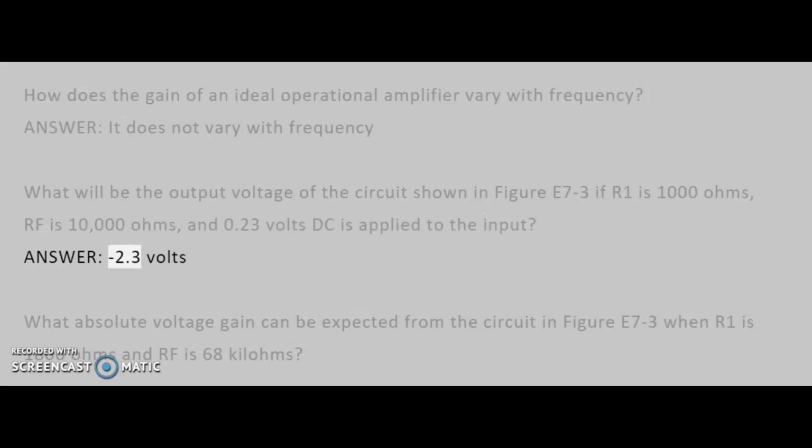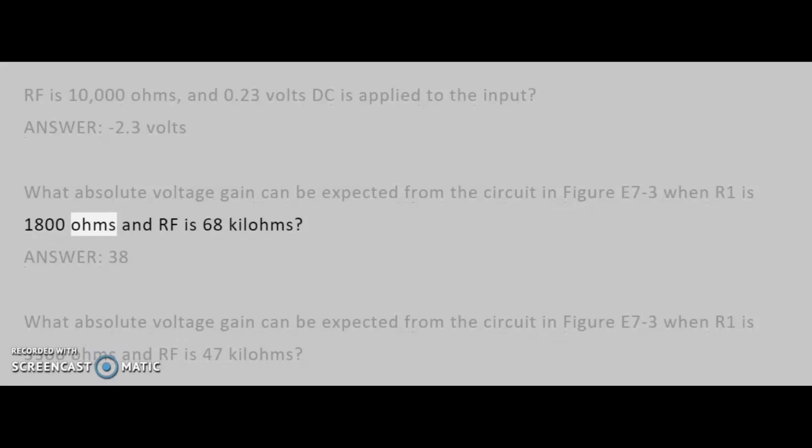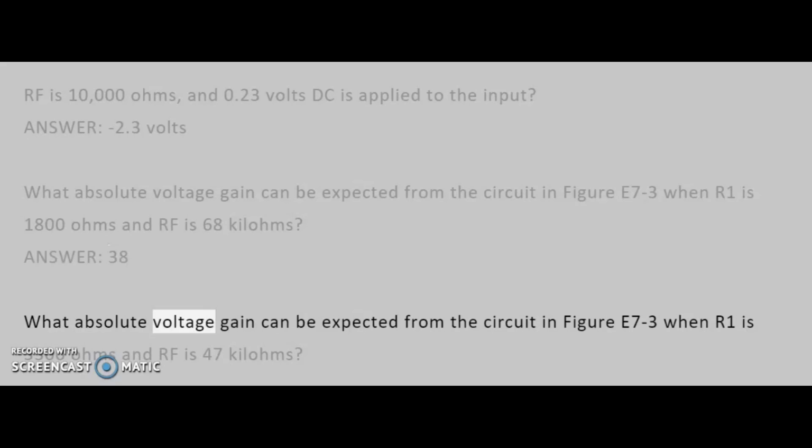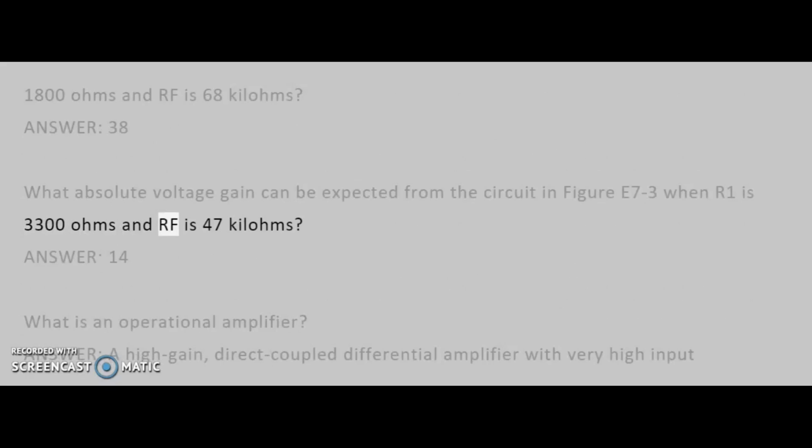Answer: -2.3 volts. What absolute voltage gain can be expected from the circuit in figure E7-3 when R1 is 1800 ohms and RF is 68 kiloohms? Answer: 38. What absolute voltage gain can be expected from the circuit in figure E7-3 when R1 is 3300 ohms and RF is 47 kiloohms?